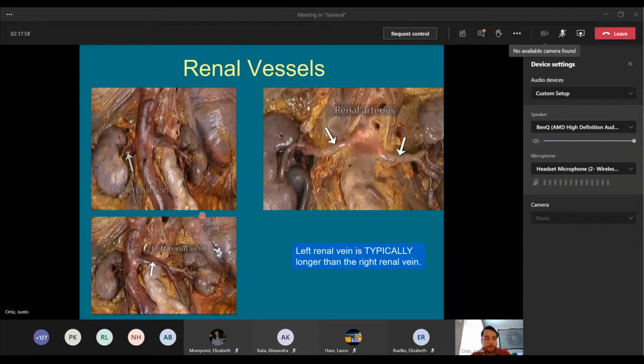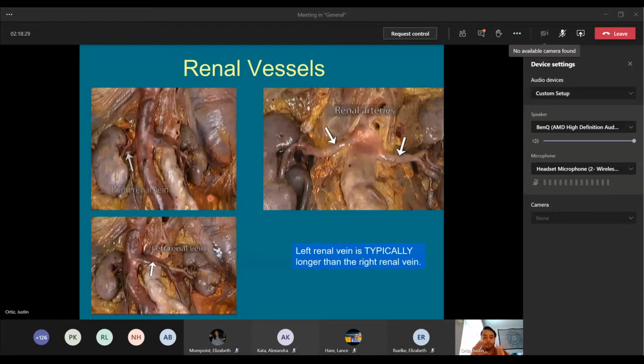Okay. So for renal vessels, the note that I would give you to help you visualize where you are in a cadaveric image is that the left renal vein is typically longer than the right renal vein, right? Because it has to come all the way across the abdominal aorta in order to drain the left kidney. Because we know the IVC is going to be on the right side and you have your aorta on the left side, right? So your left renal vein is going to be longer.